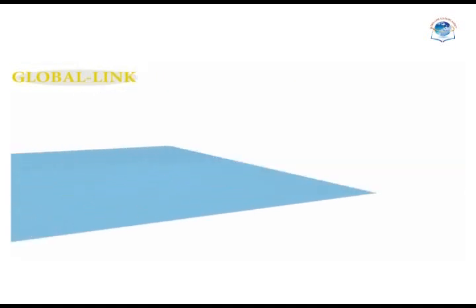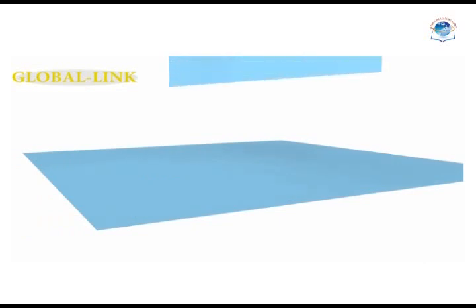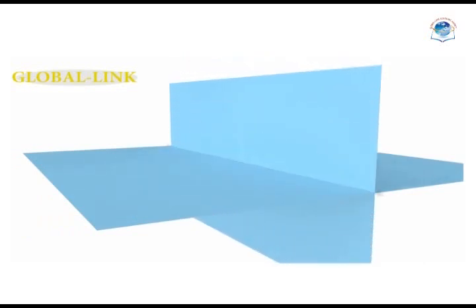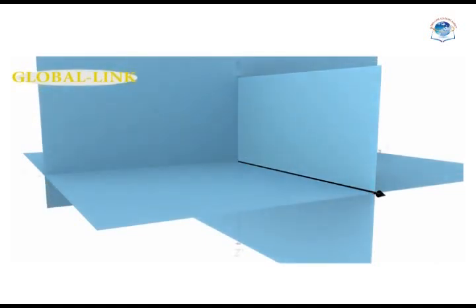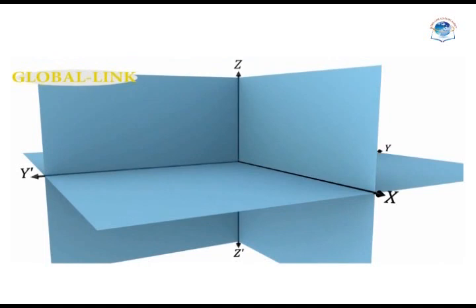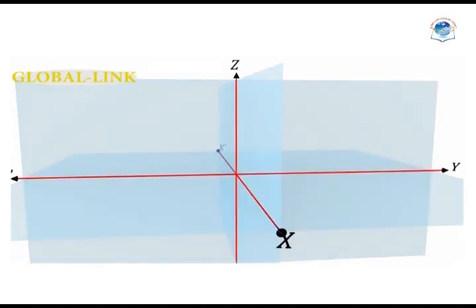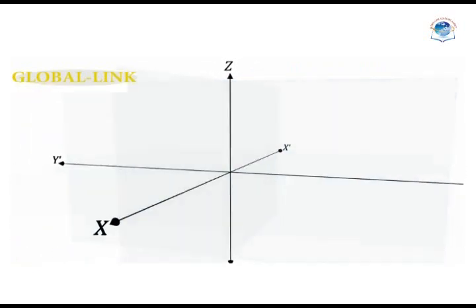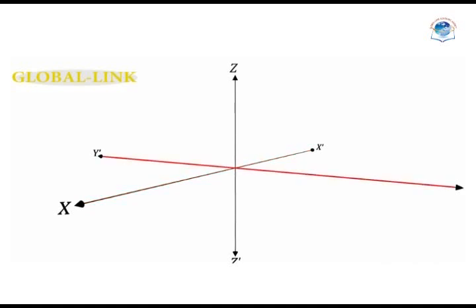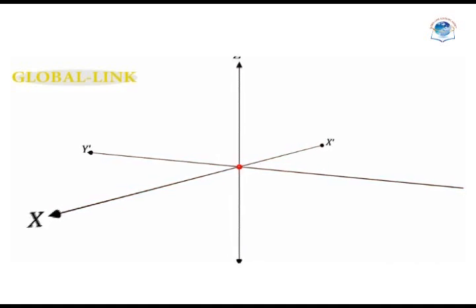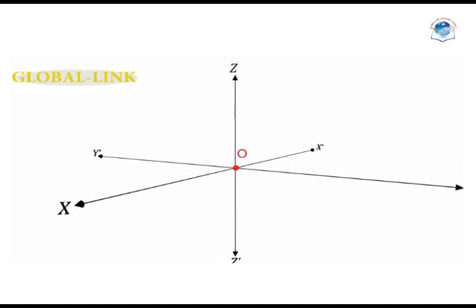We take two planes perpendicular to each other. The intersection of these two perpendicular planes is a straight line. Let's take another plane perpendicular to both the existing planes. At the intersection of the planes, we get three lines mutually perpendicular to each other. These lines are called the axes X, Y, and Z. All meet at the origin O.